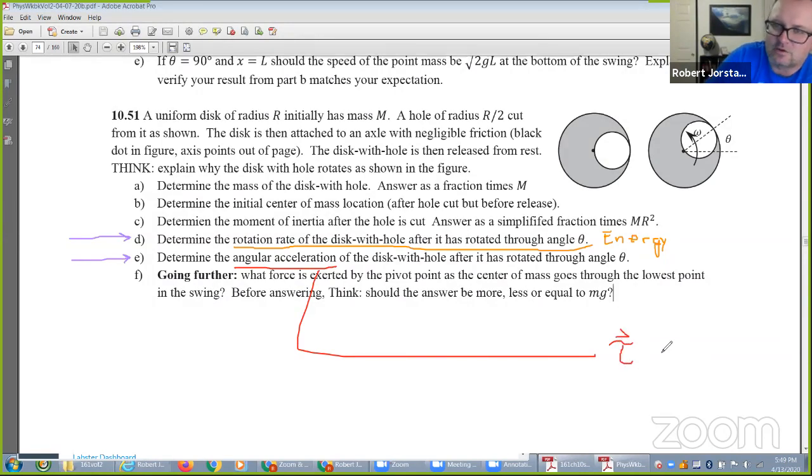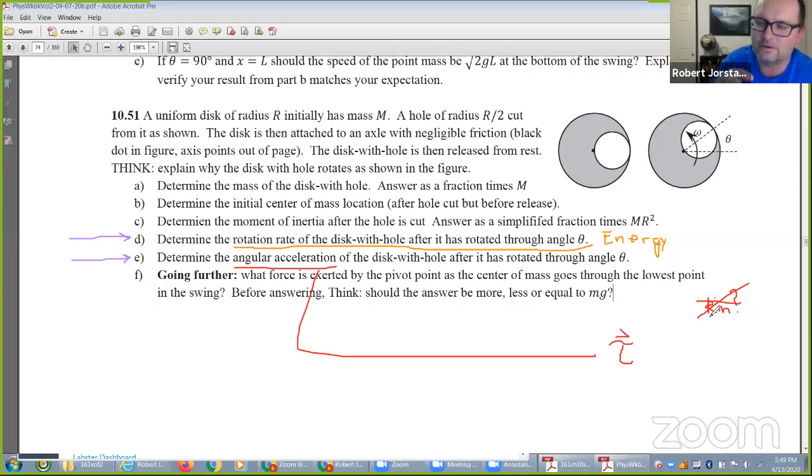Now, I think I was talking with Alexis before class. You got to be careful. You might think you could use kinematics here, right? If you're wondering, the answer is still no. Anytime you have swinging motion, do not do kinematics, okay? Do not do kinematics for swinging motion. You can do it for rolling motion.